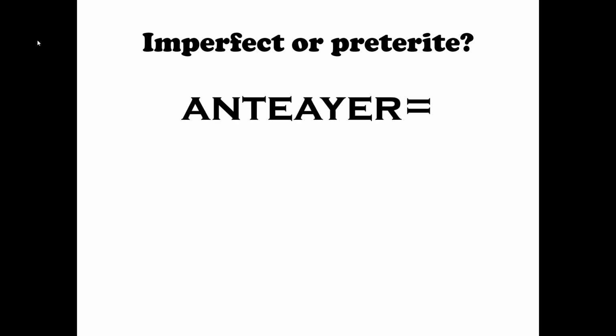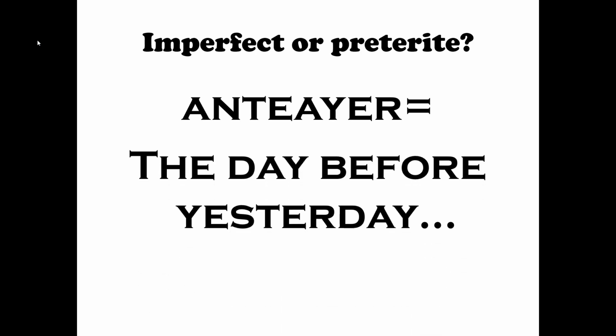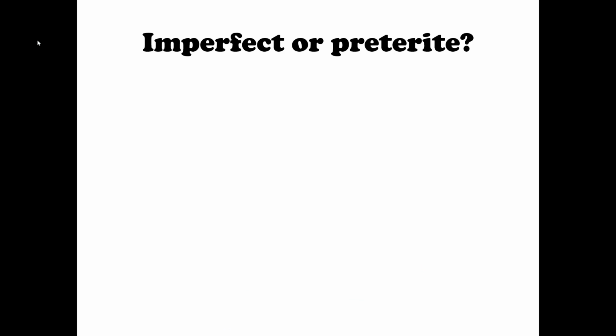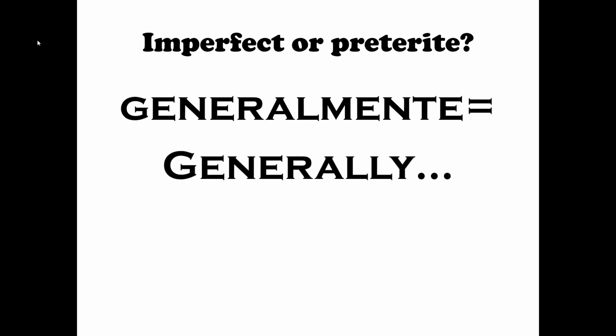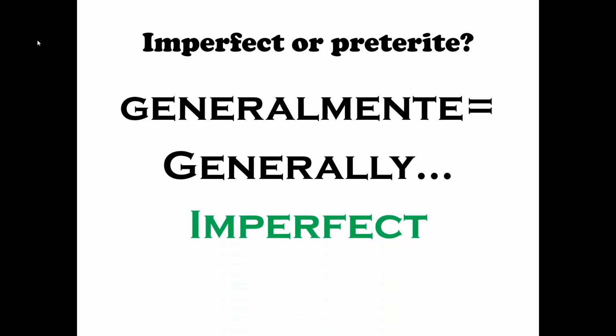Anteayer. This word means the day before yesterday. Similar to ayer, yesterday, if this is my only signal word, no other information, not saying that it was about the weather or a description or anything else, I'm going to go with probably preterito for that one. Let's just do one more. Generalmente means generally. And generally, if something happened generally, it means it happened many times in the past. I'm going to use imperfecto for that one.